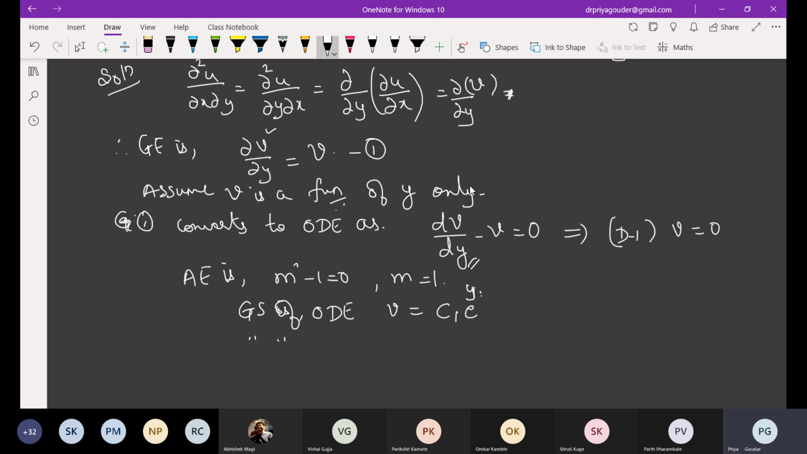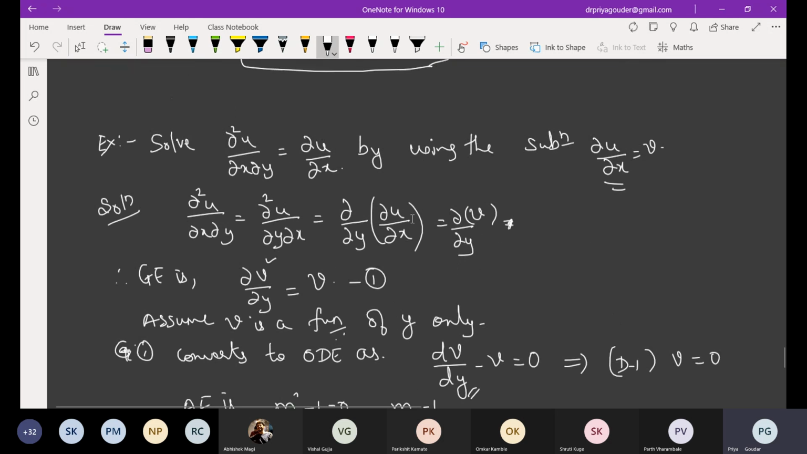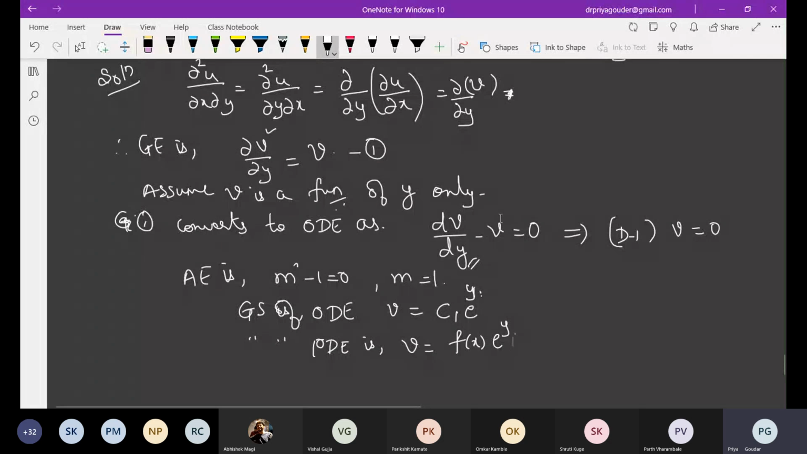Therefore, the general solution of the PDE will be what then? f of x into e raised to y. Now, this is not the end. No conditions are given, but the actual given question is for u and what you have solved is for v. So how can I get the answer for u now? What is to be done?